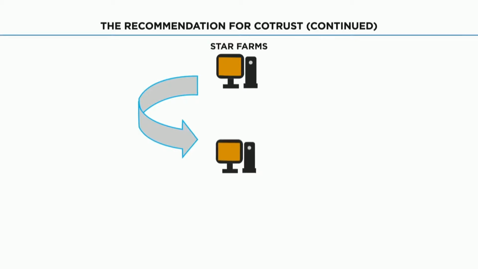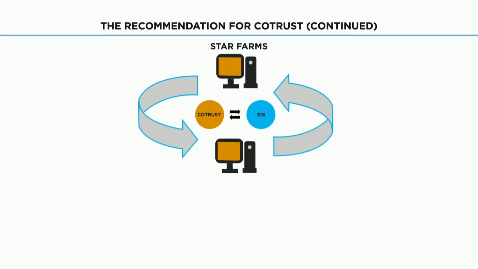COTRUST can translate EDI messages to blockchain transactions. Star Farms is easily able to configure its EDI translator to support EDI requirements for COTRUST for all but one of the needed message types. Star Farms engages HCL to configure COTRUST to support Star Farms' version of that message type. HCL installs the COTRUST secure client inside of Star Farms' firewall to ensure end-to-end security.